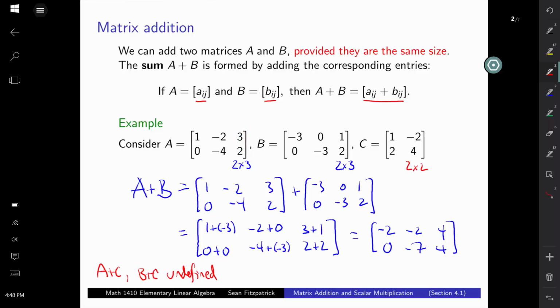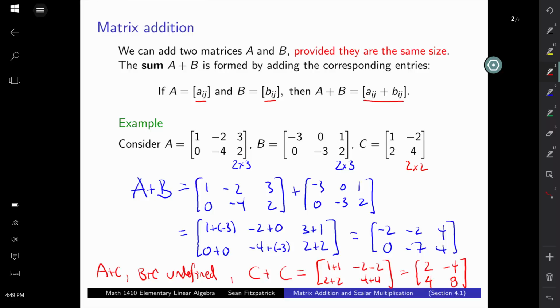But the only thing you could do is C. I guess you could add C to itself. You could do C plus C, and in fact, you can see what you would get. You would get 1 plus 1, minus 2 minus 2, 2 plus 2, 4 plus 4. So you double everything. 1 plus 1 gives you 2. Minus 2 minus 2 gives you minus 4. 2 plus 2 is 4. 4 plus 4 gives you 8.